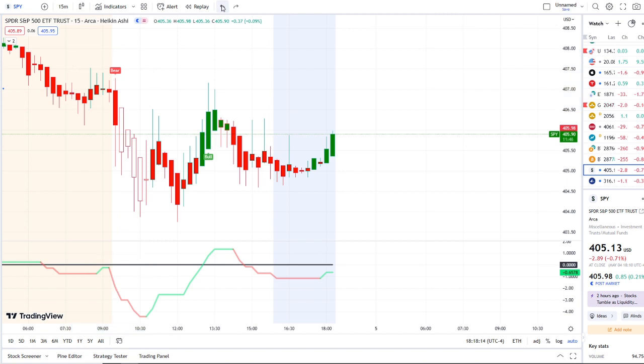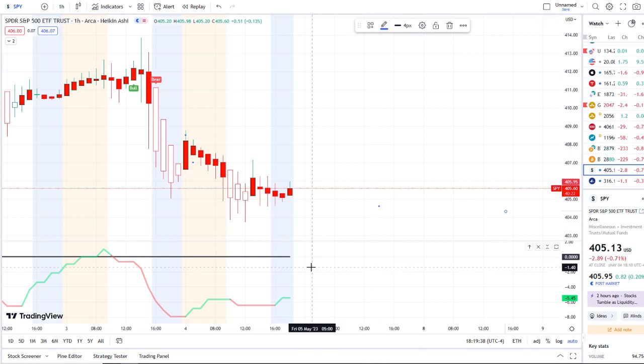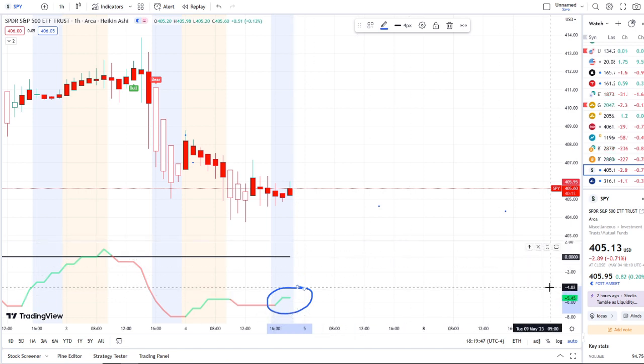But when we zoom back out to that 1 hour, we can see here that on the SPY, the outflows are dominating, but they're trying to pick back up, guys. The highest that it's gone is here, what it's hit in the after hours of negative 5.45. At the open today, it was at negative 5.75.